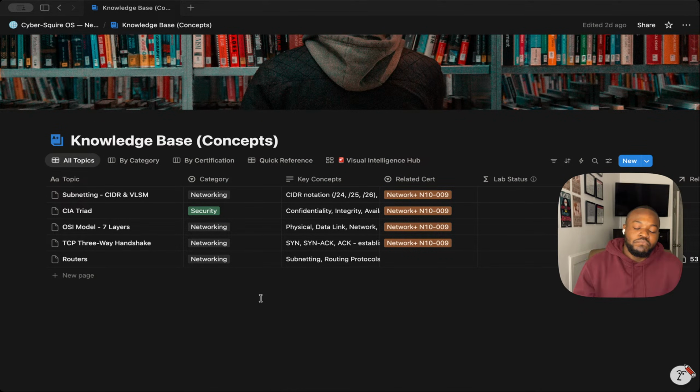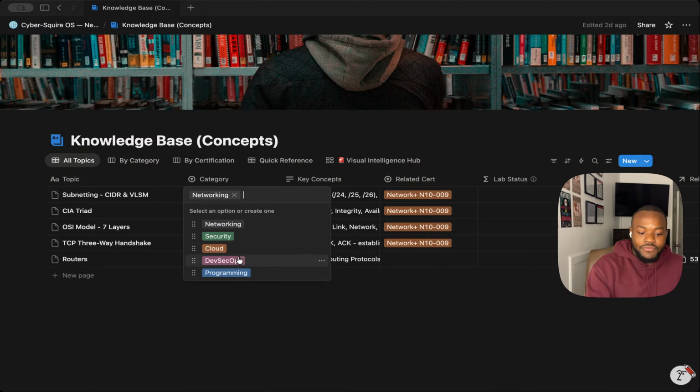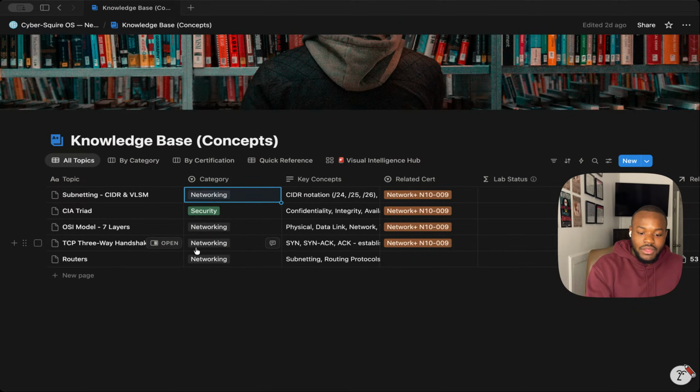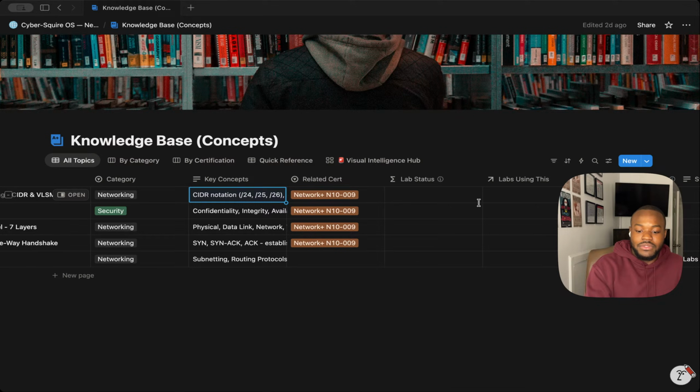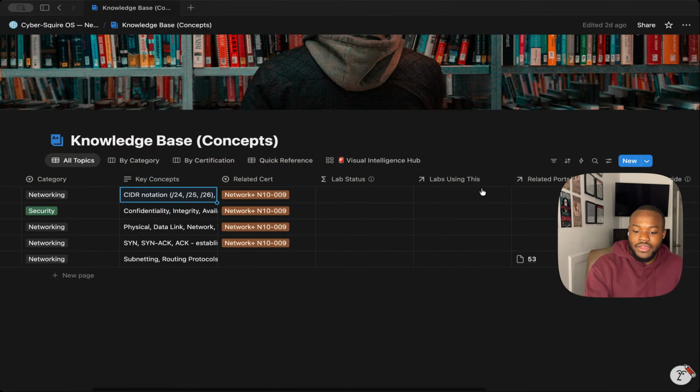Cool. You don't need to put related sort. This is the topics that you're going to get from your Professor Messer, right? When you're on the first or second video and you're like, okay, he mentioned something about the CIA triad or even subnetting, right? We would put subnetting, the category of whatever you're trying to learn. Then we have key concept, of course, right there. And then we would have, did we do a lab for it? That will be put there.